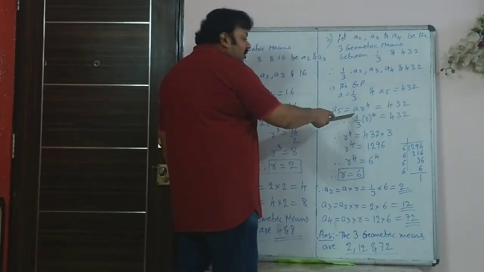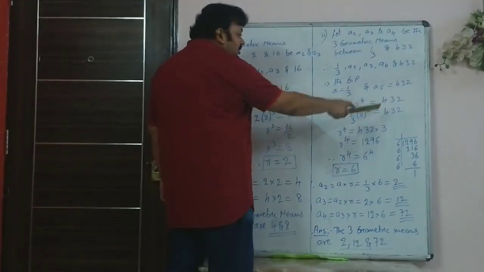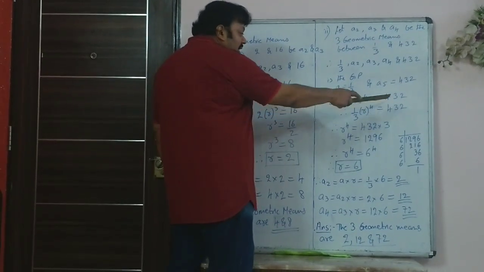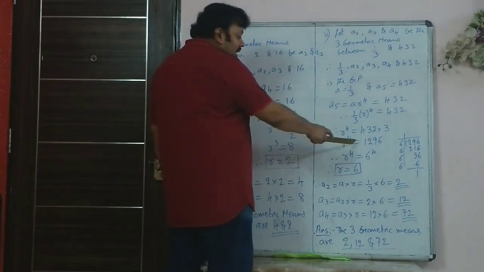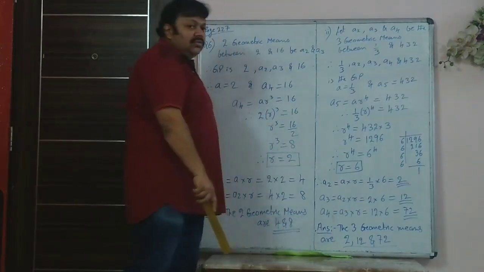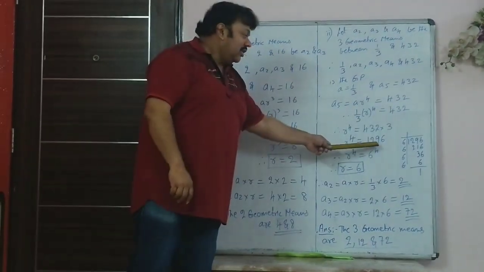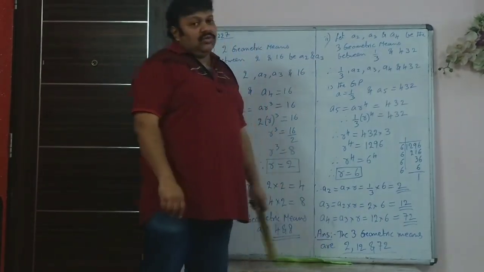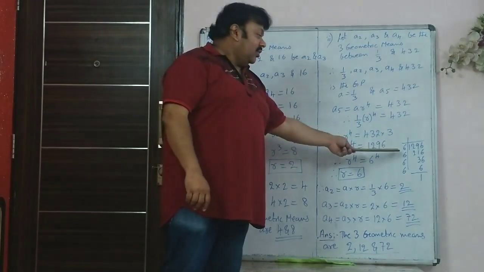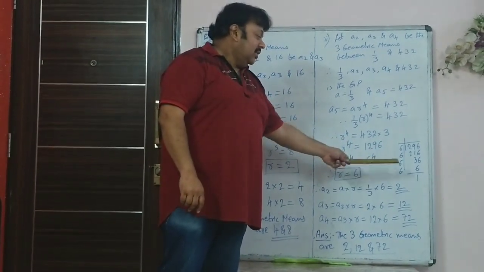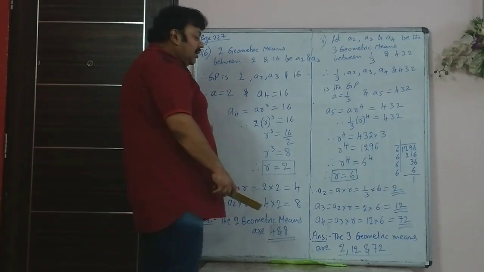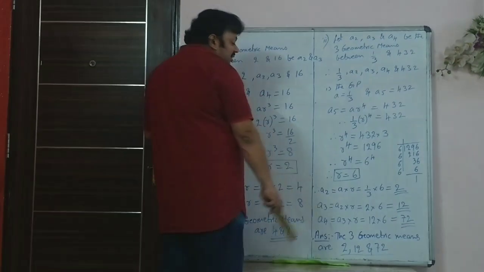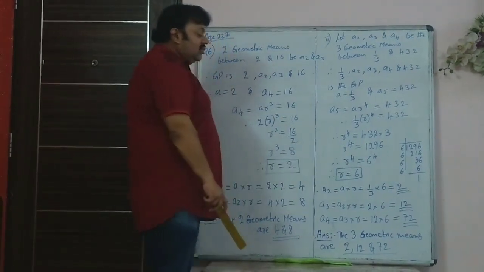So therefore fifth term is AR raised to 4, which is 432. So A is 1 by 3, R raised to 4 is 432, or R raised to 4 is 1296. When you cross multiply, it becomes 1296. Now 1296 is 6 raised to 4. So 6 raised to 4, 6 6s are 36, 216 and 1296. So that means R raised to 4 is 6 raised to 4, indices equal. So bases have to be equal, so R is equal to 6.